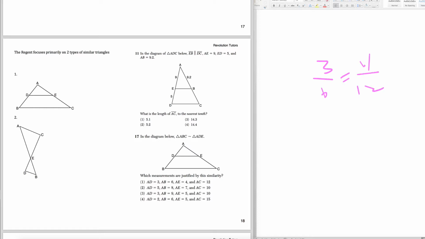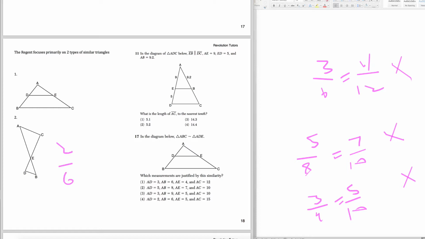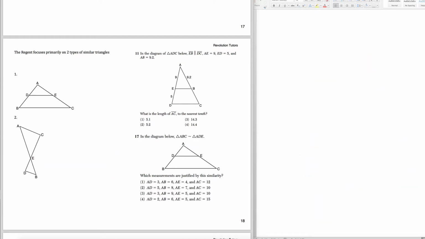I don't think they ever change the order. I've never seen the order be different than this. 5 over 8 equals 7 over 10. 3 over 9 equals 5 over 10. All these reject, right? And then 2 over 6 equals 5 over 15. So it's really easy. Okay? Compared to trig, this stuff, I don't know. Trig set the bar really high.